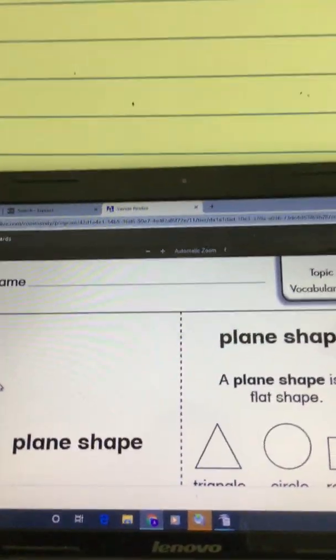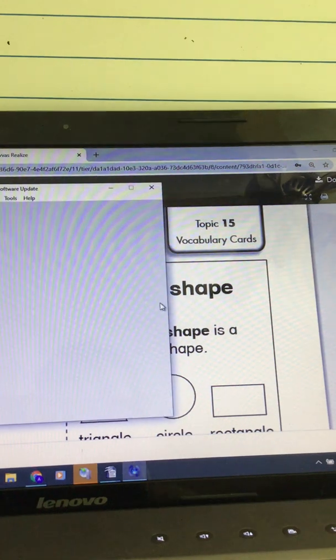All right, so we're going to start off by talking about the words that we need to know for our math.